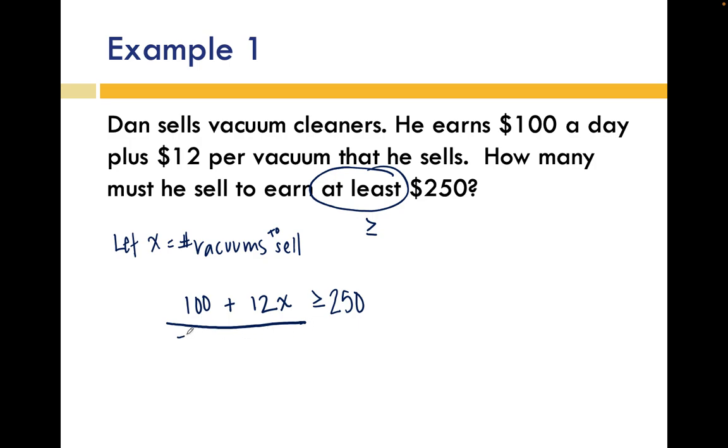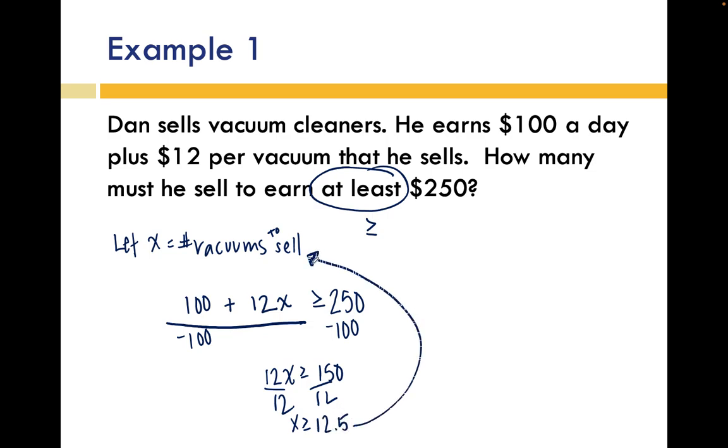To solve this, you would first subtract 100 from both sides, leaving us with 12x is greater than or equal to 150. And finally, divide both sides by 12, giving us a total of 12 and a half. If we look back at our let statement, we know that our let statement represents the number of vacuums that Dan must sell. However, we got an answer that is 12 and a half. Since you can't sell a half of a vacuum, would we round up to 13 vacuums or down to 12 vacuums?